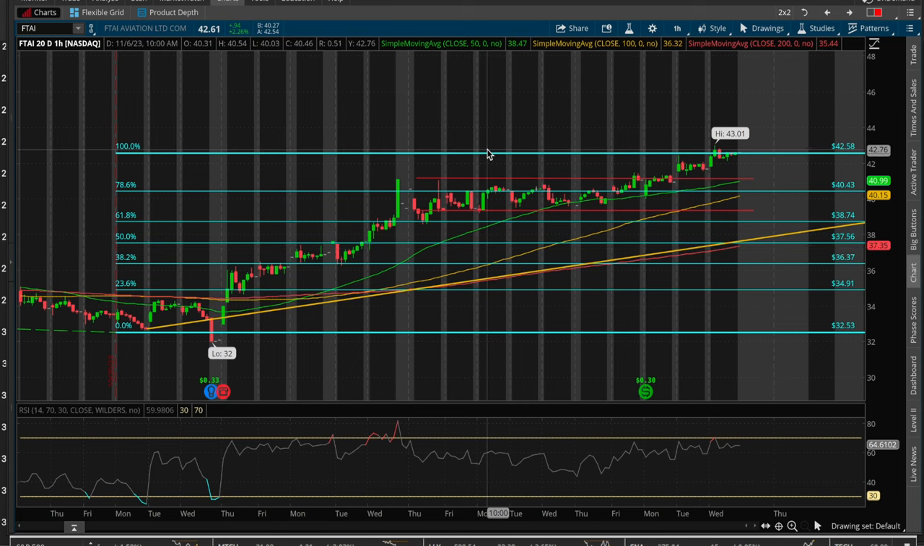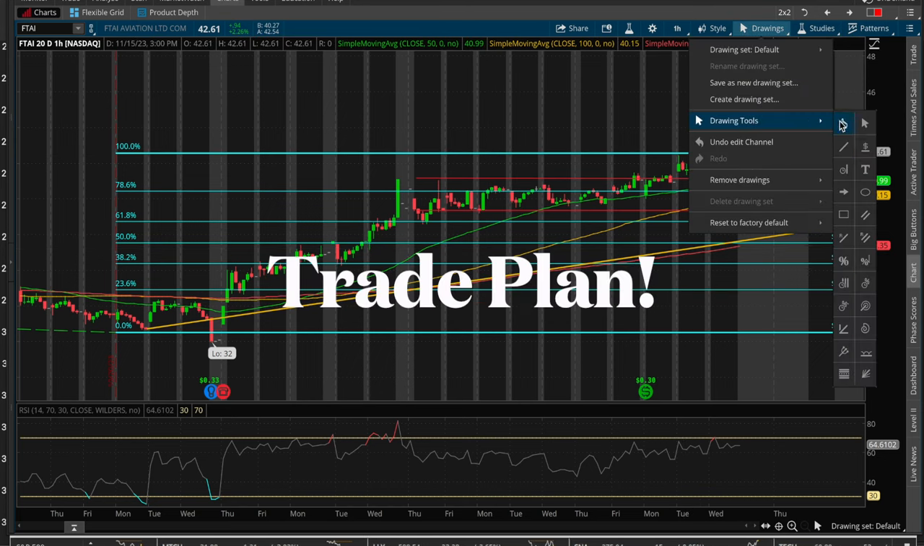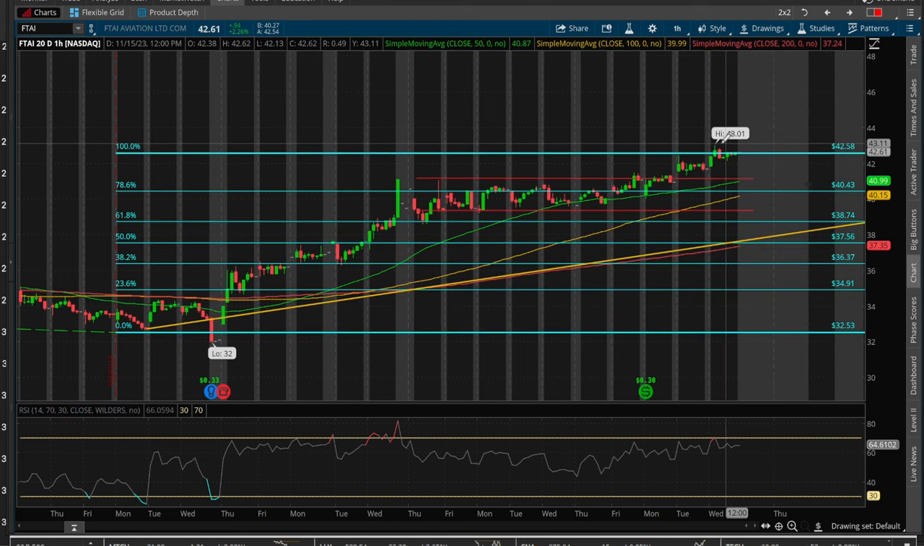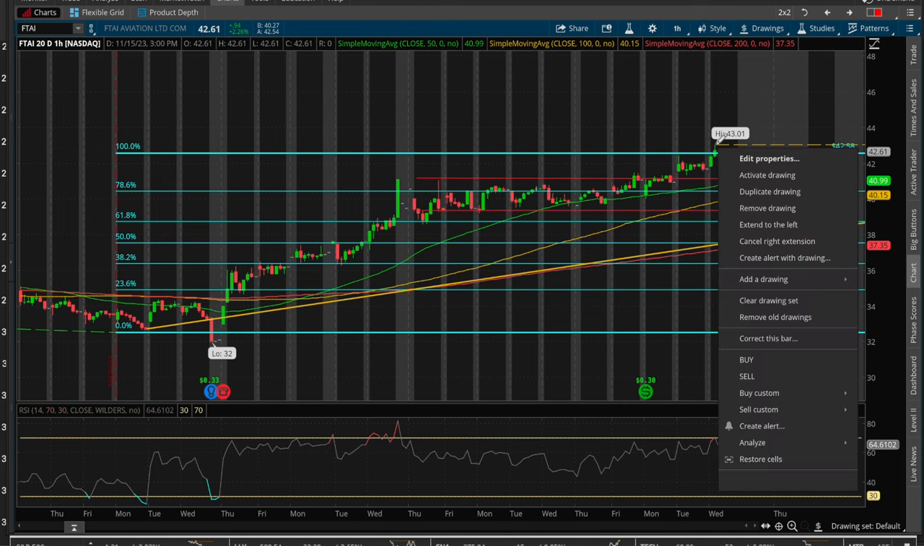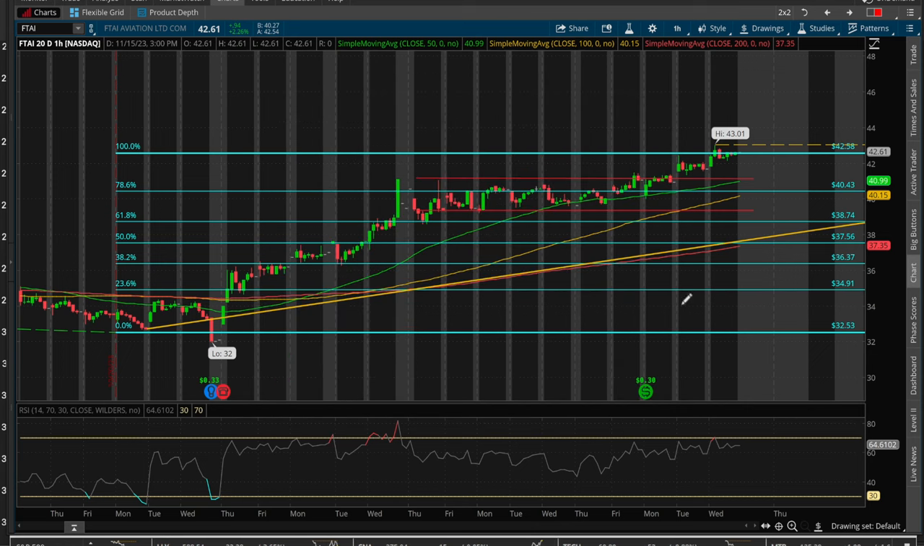And what I would do here is I would use these price level lines. So this would be the 4301 right there. And remember, if you don't quite get it, then you can also right click and just edit properties and then go to 43 and just type in the 01, right? Just hit okay. Okay, so if it breaks above that could be a play.